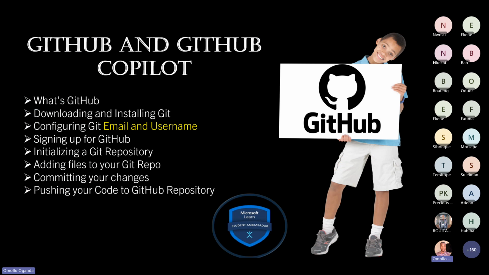So in this episode today, we're going to find out what GitHub is, how to download and install Git, configuring Git, that is your email and username, signing up for GitHub, initializing a Git repository, adding files to your Git repo, committing your changes, and then pushing your code to a GitHub repository. These are the fundamentals that you need to know before doing any other thing. And once we go through all this, you will be able to start working with Git and GitHub comfortably.